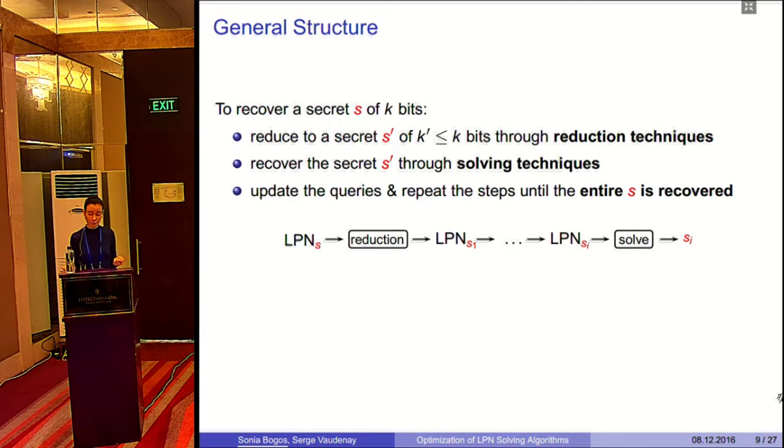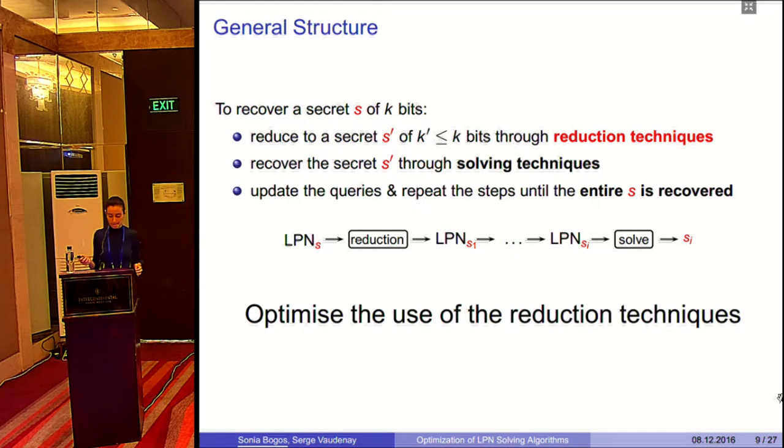So the way we can see an LPN solving algorithm is that we start with our initial instance where we have the secret S, we run a reduction technique, and we end up with another LPN instance with a shorter secret. We do this several times until we get to a short enough secret, and then we are able to recover it through a solving technique. What we do in our work is that we try to optimize the use of these reduction techniques.